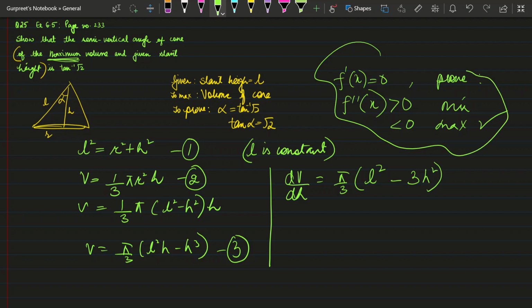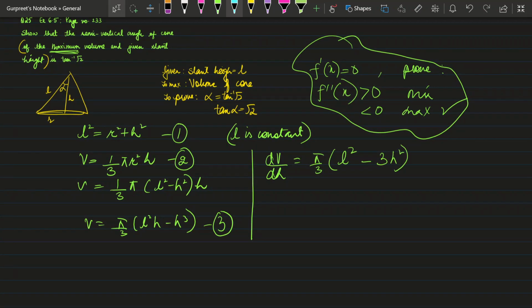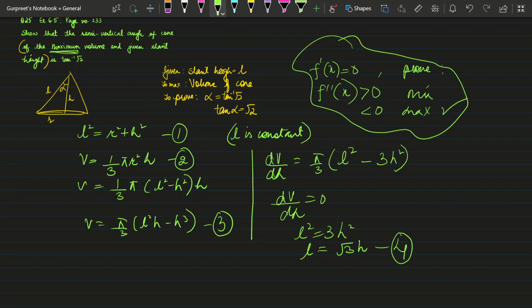So I'm just putting this in and we'll see how that works. I'm putting dV/dS, the first derivative, equal to 0, so for maxima or minima, this is equal to 0. From here I'll get L square is equal to 3h square, so L is equal to plus or minus root 3h. Negative is not possible, so I have not taken the negative sign. So L is equal to root 3h. Let this be equation number 4.